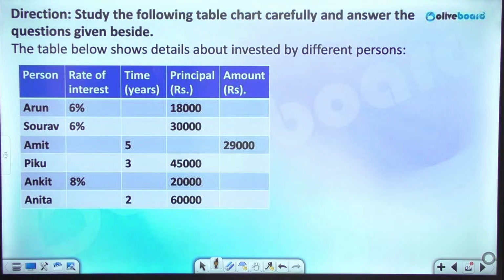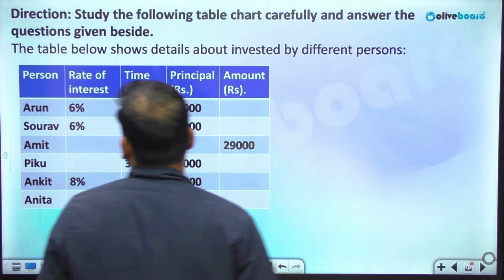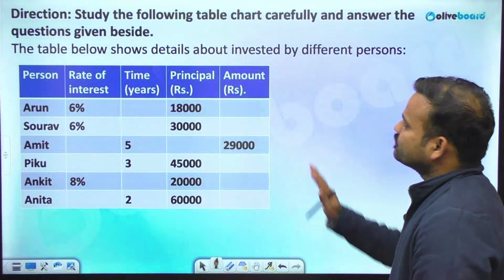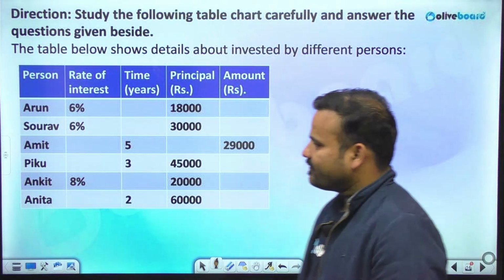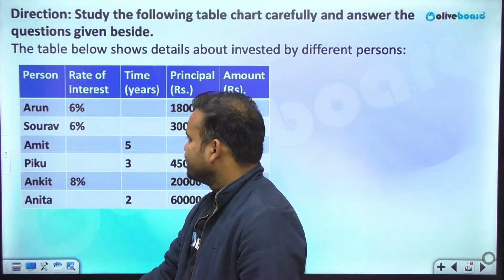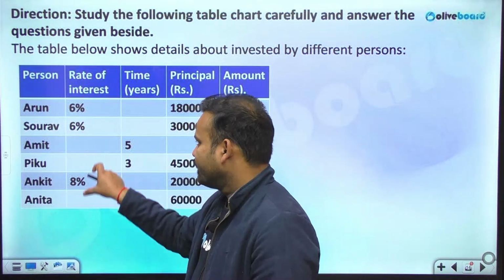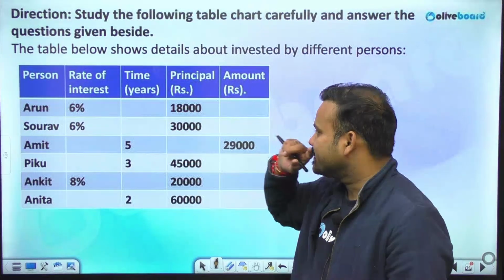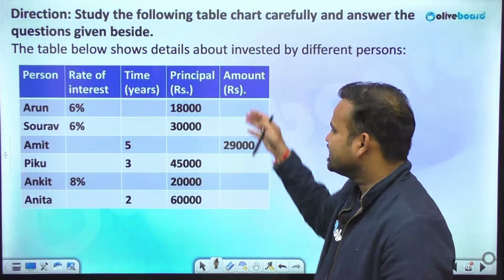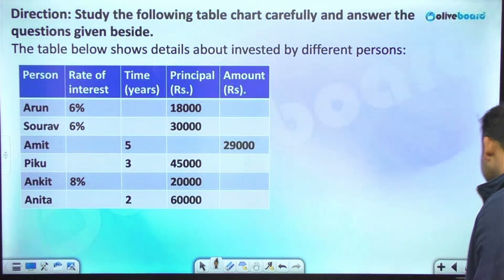Check out this DI. This is a missing DI. The table shows below the amount invested by different persons. There are 6 different persons. This is the particular rate of interest. Some of the rate of interest percent is missing. This is the tenure. Some of the tenures are missing. This is the principal and this is the amount. Fine. So let's have the question now.